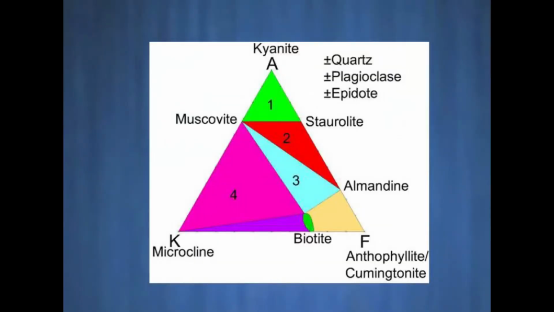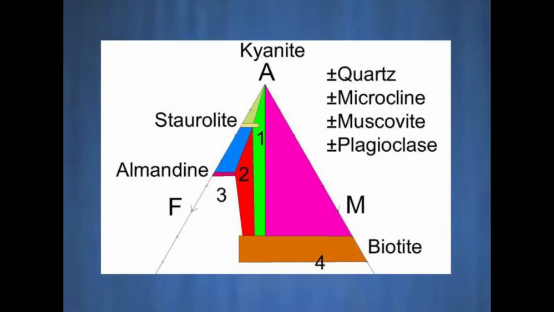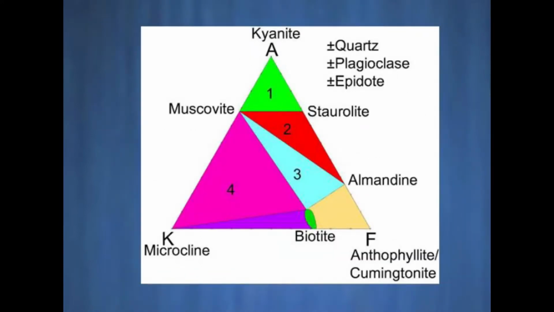The assemblages are: first assemblage, kyanite, staurolite, plus or minus muscovite, plus or minus microcline, plus or minus plagioclase, plus or minus quartz, also known as kyanite-staurolite schist. Second assemblage, staurolite, almandine garnet, plus or minus muscovite, plus or minus microcline, plus or minus oligoclase, quartz, staurolite-almandine schist. Third assemblage, staurolite plus almandine plus or minus biotite plus or minus muscovite plus or minus microcline plus or minus plagioclase plus or minus quartz, also known as staurolite-almandine-biotite schist.